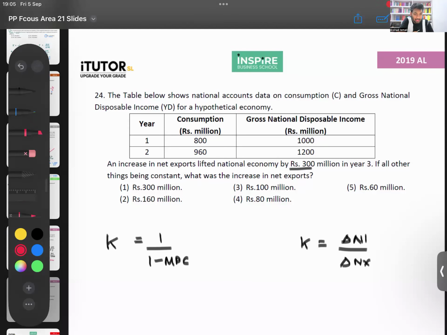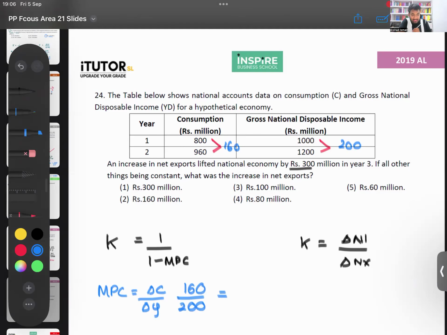To calculate the multiplier, first we will need the MPC. How much do you think the MPC is? When income is going from 1000 to 1200, consumption is increasing from 800 to 960. How do you calculate MPC? MPC is change in consumption over change in income. Put the numbers and see. Income is changing by 200. Consumption is changing by 160. How much is your MPC?